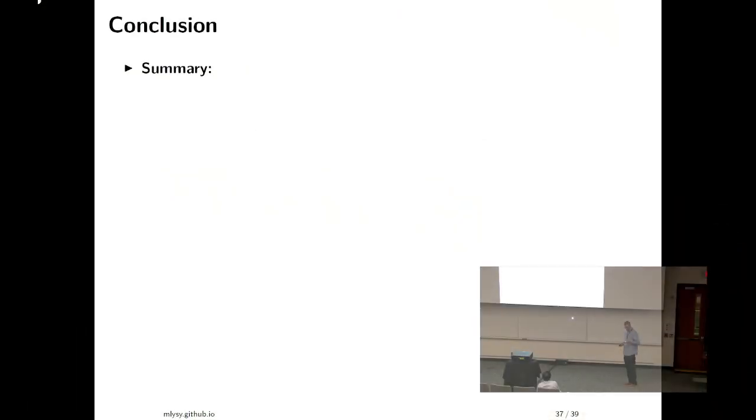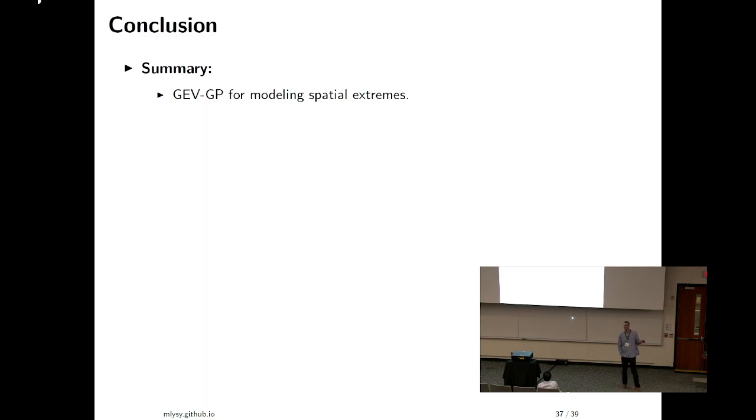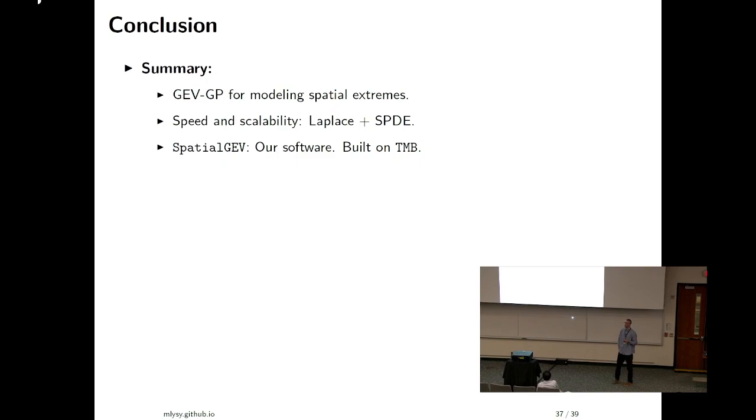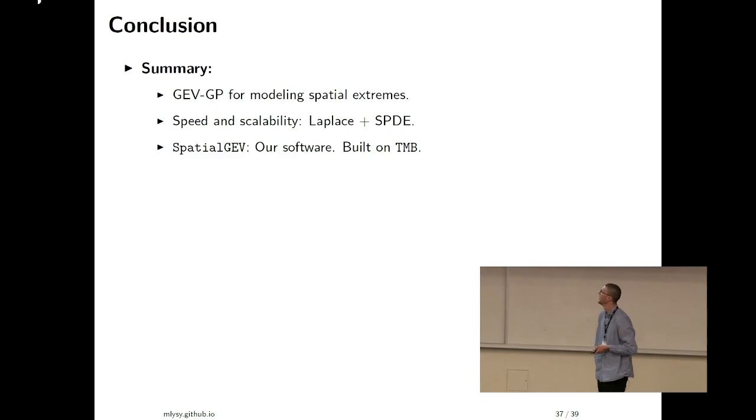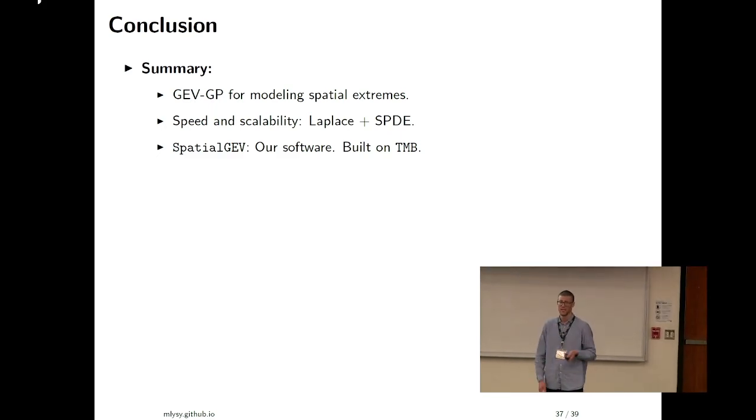I'm at the conclusion here, so let me briefly summarize. The GV-GP model itself is the hierarchical model we use, GV at the data layer, Gaussian process at the random effects layer. Speed and scalability, we achieve with a combination of Laplace and this sparsity-inducing SPD approximation. Spatial GV is our software. It's available on CRAN. It's built on TMB. I encourage you to use TMB for this if you like. SPD is built in there as well. You don't have to build your own.